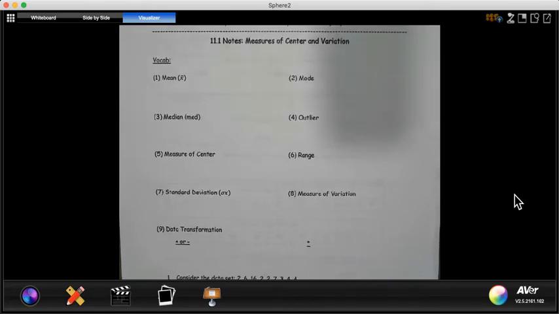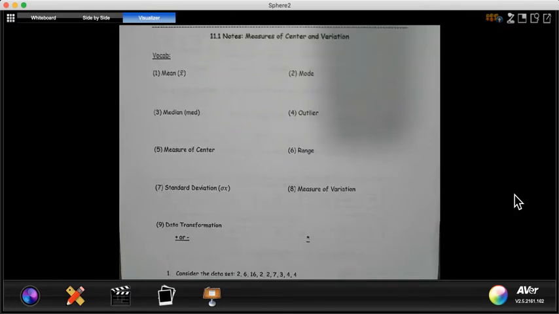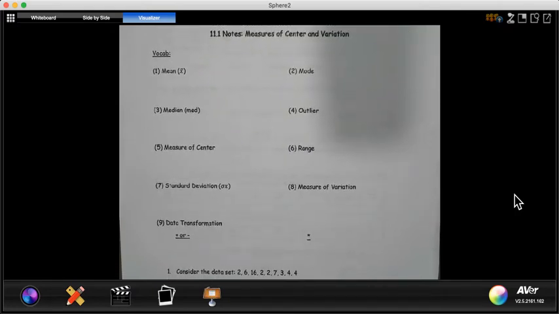Measures of center and variation. A lot of this is review for you guys. We are going to do some new stuff. You've been doing mean, median, mode since 6th grade, so we're going to quickly review mean, median, mode, but we're also going to show you guys how to use your calculator. So go ahead and grab your calculators out.